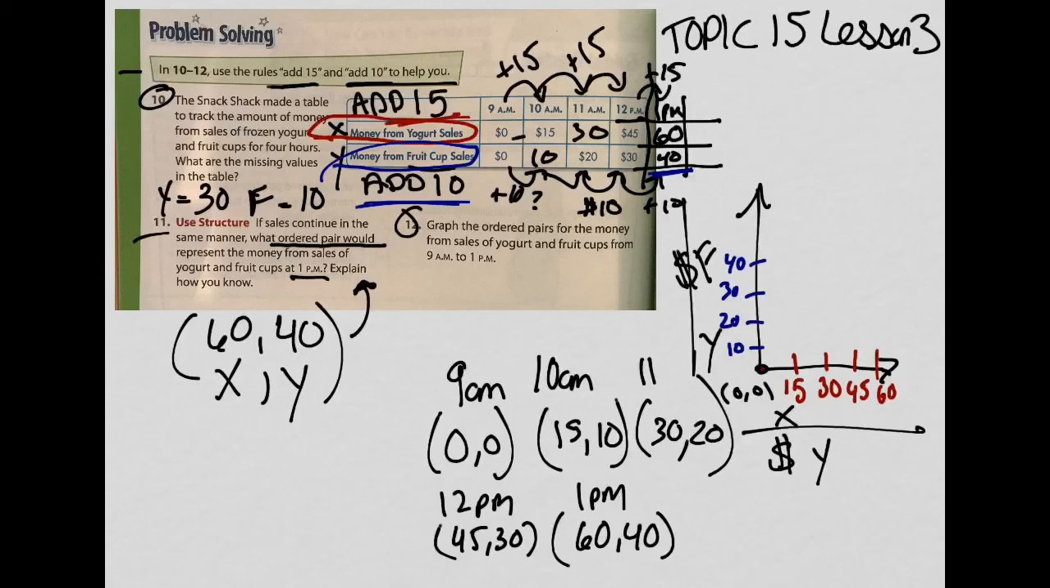I'll start plotting two of them with you. We're going to do 9 a.m. and 10 a.m. So 9 a.m. is 0, 0. That's the origin. I actually do have to mark that. So I'm going to come with my green marker and mark 0, 0. That's 9 a.m. I did that. I'm going to check it to keep track. 10 a.m. I have 15 on the x and 10 on the y. So 15 on the x and then up to 10 on the y, I'm going to plot a point. Continue on with the next three.